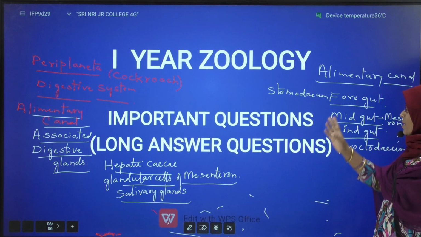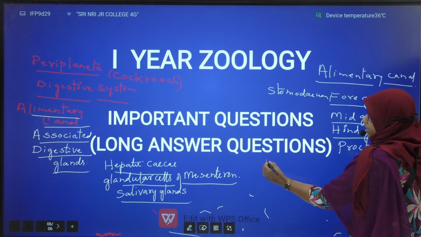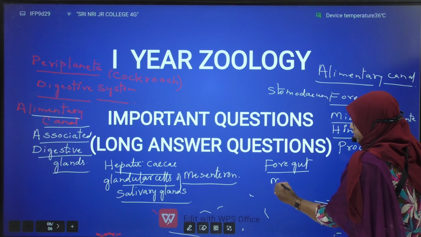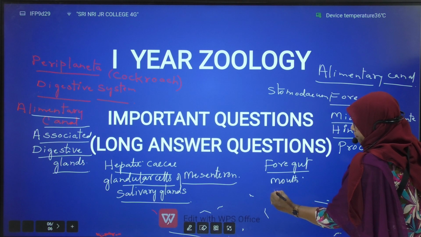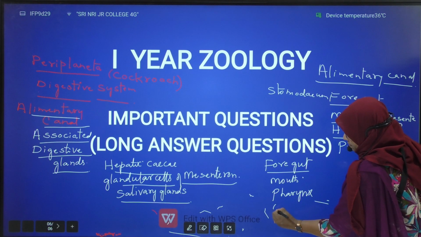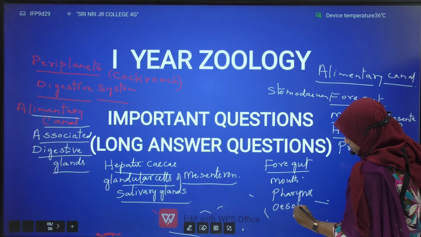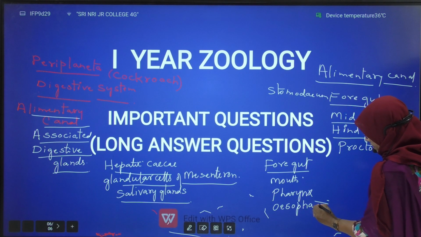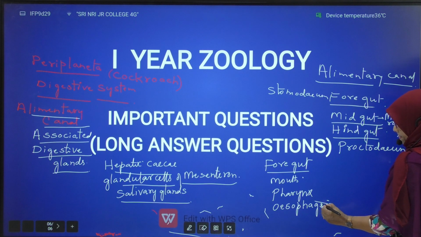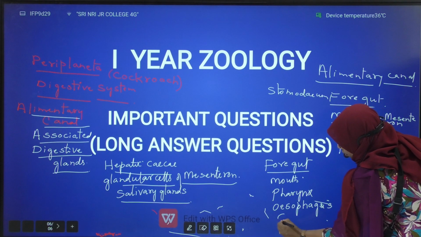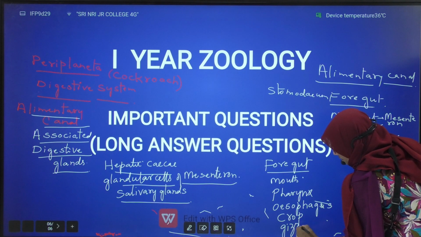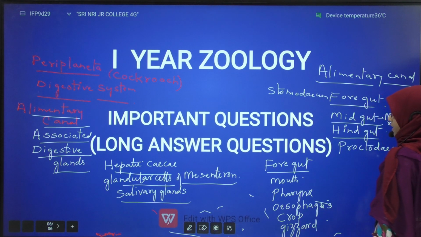First we will discuss the different parts of the foregut. Foregut consists of different parts. They are mouth, pharynx, esophagus, crop, and gizzard. These are the parts of foregut in a sequence.